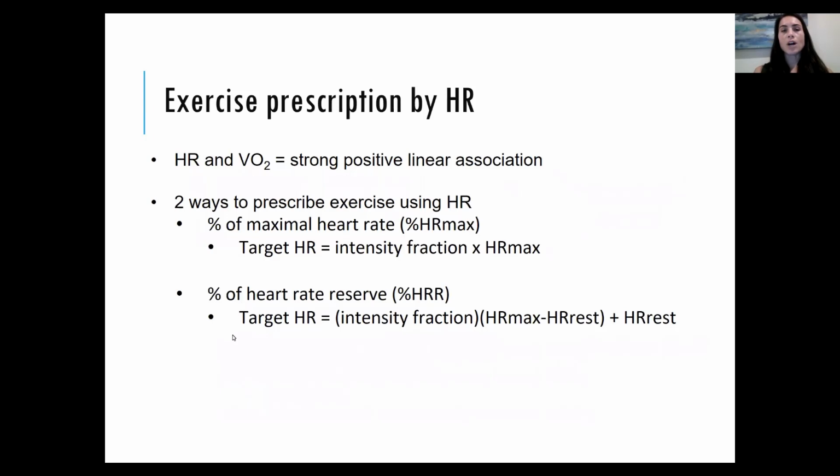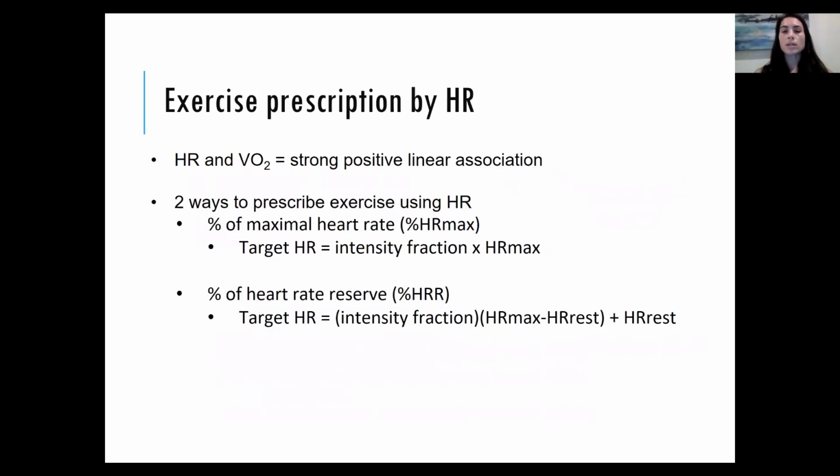This next one, heart rate reserve, is the one that I actually suggest you use, and you'll see a few examples of why. In order to calculate someone's heart rate reserve, you still need that intensity fraction. In this case, we could still use that previous example of 0.6. Now you multiply that by the difference between their maximum heart rate and their resting heart rate. And once you have those two things multiplied, then you add in your resting heart rate.